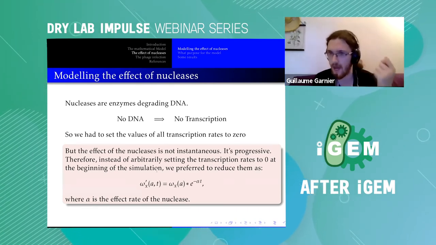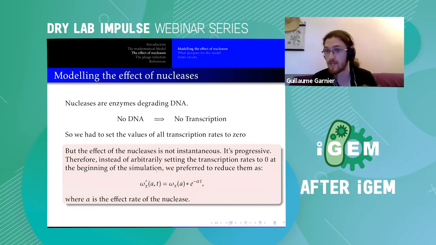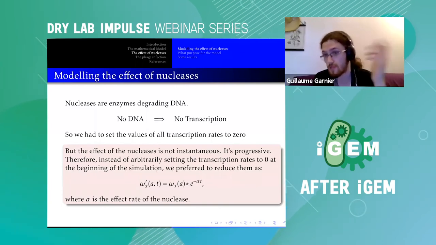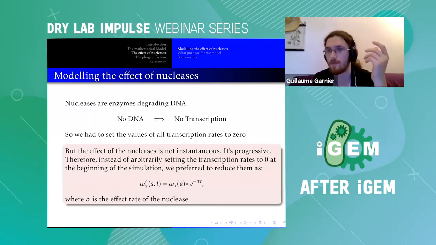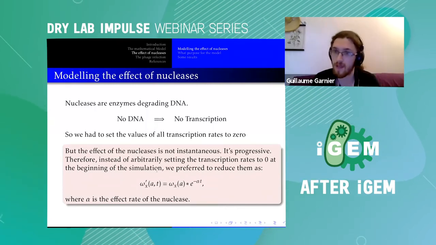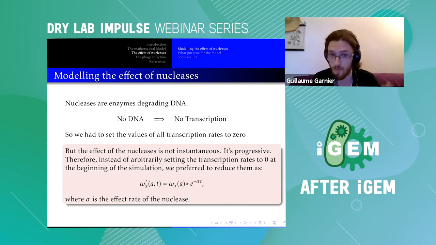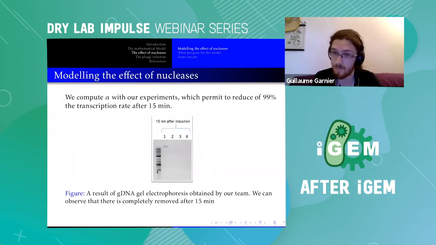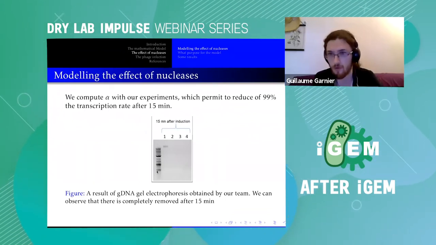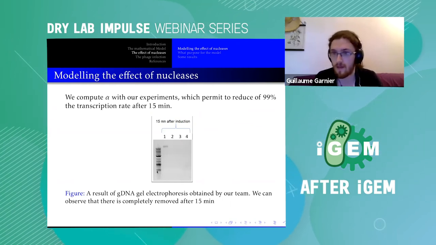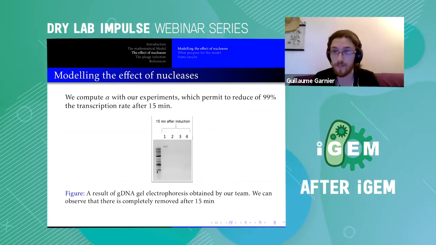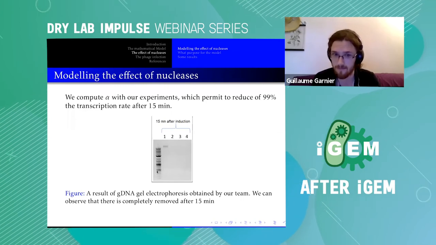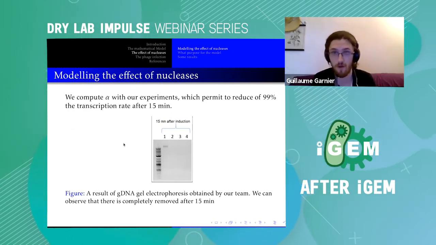That's the reason why we add an exponential term inside the equations, inside the transcription rate. But if we add a new term, we have to define the parameters of this term. So we have to explain how to find the alpha in the exponential. For that, we use some biological experiments, and my team showed that if we use nuclease, we can reduce the transcription rate by 99% after 15 minutes. You can see here the results we obtained.